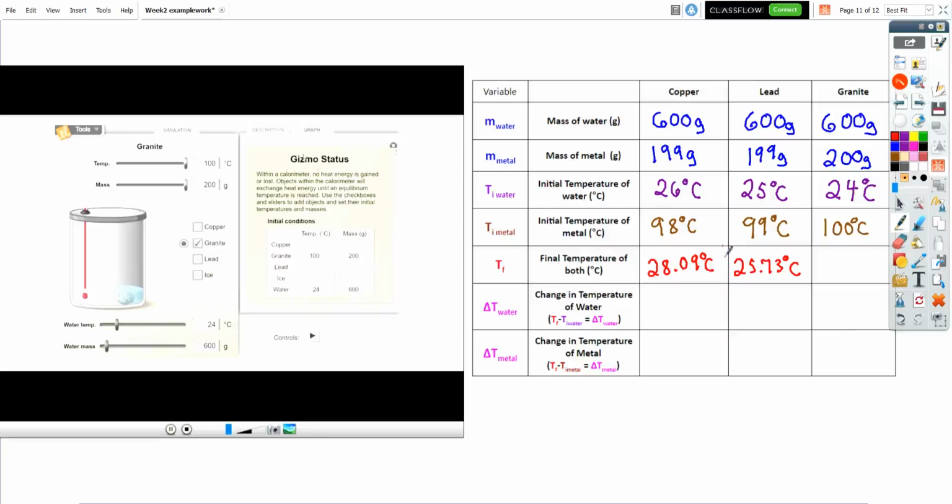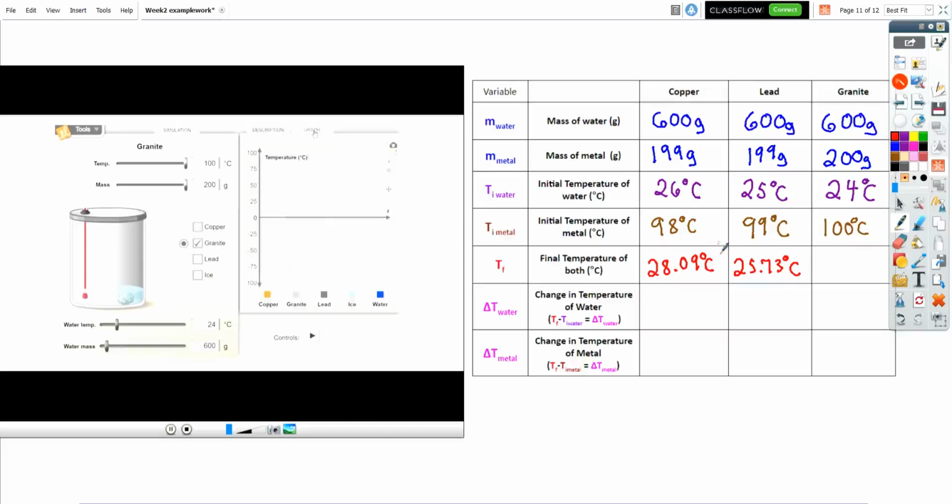All right, so now I'm going to go up and start the simulation. The granite cools, the water warms, and they meet at the same final temperature, which is 28.53 degrees Celsius.